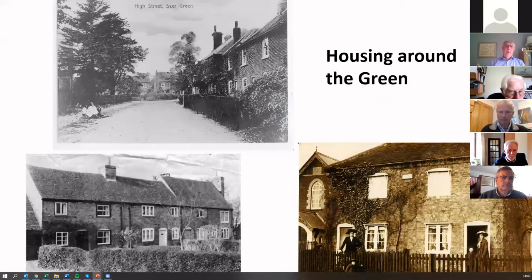And then some slightly more modern housing around the green. Some wonderful Victorian photographs there. The High Street in Seer Green, which we didn't know we had a high street until we saw that photograph. These are the cottages on the western side of the church, which are no longer there. That's one of the cottages outside where Mrs. Boddy was sitting doing her lace making, and the cottages next to what was then the New Baptist Church, the bottom right photograph, with some of the local residents.